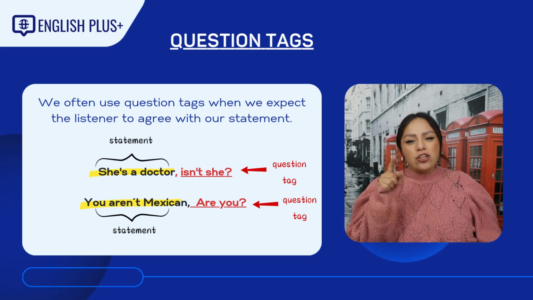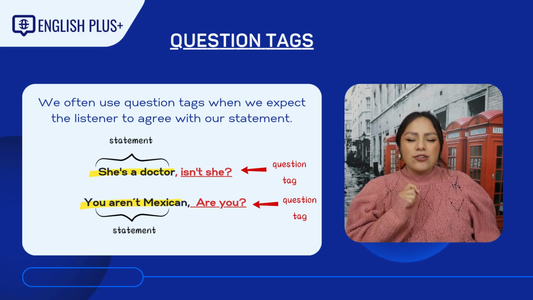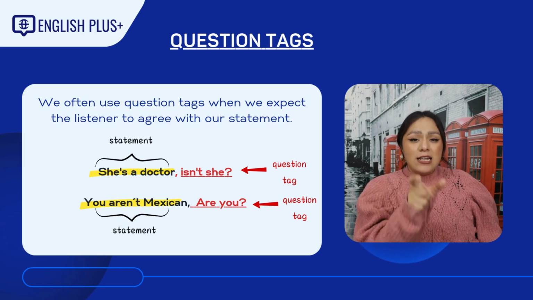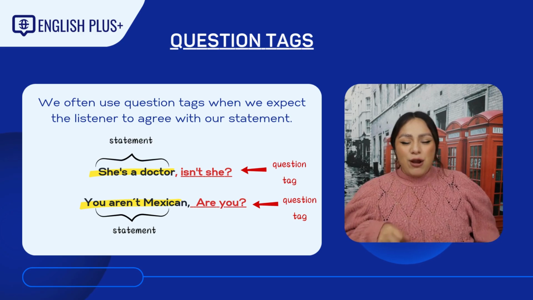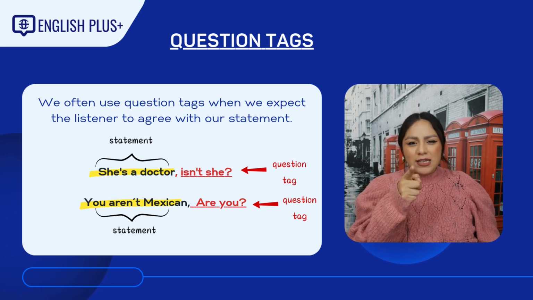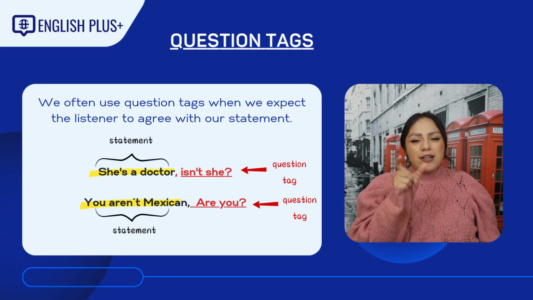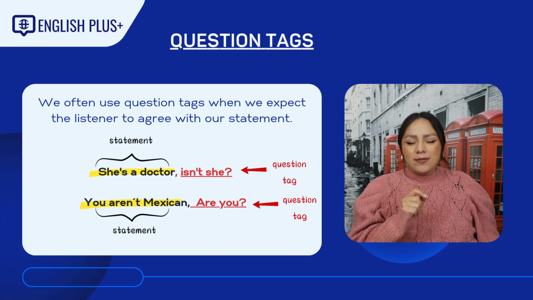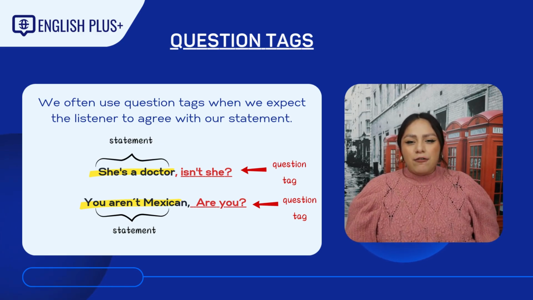She is a doctor, isn't she? If you pay attention in this example, my statement is she is a doctor. Isn't she is trying to confirm the information. Let's look at the second example. You aren't Mexican, are you? One more time. You aren't Mexican, it's my statement, and are you, it's trying to confirm the information.